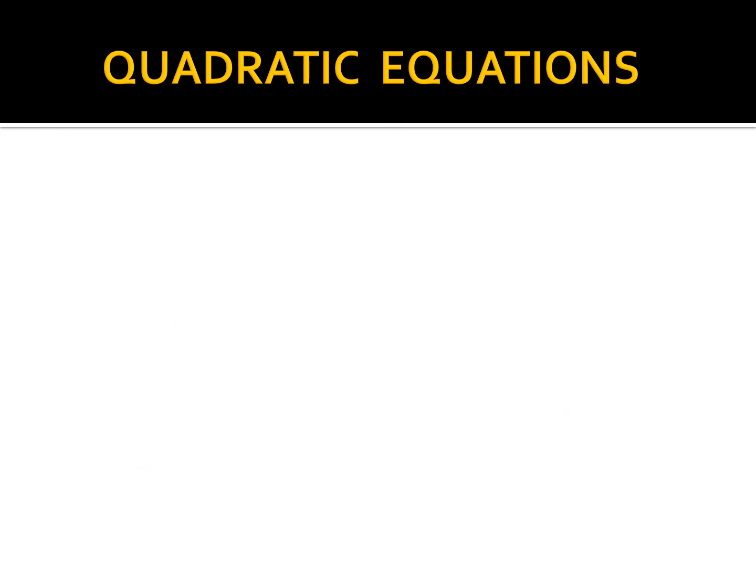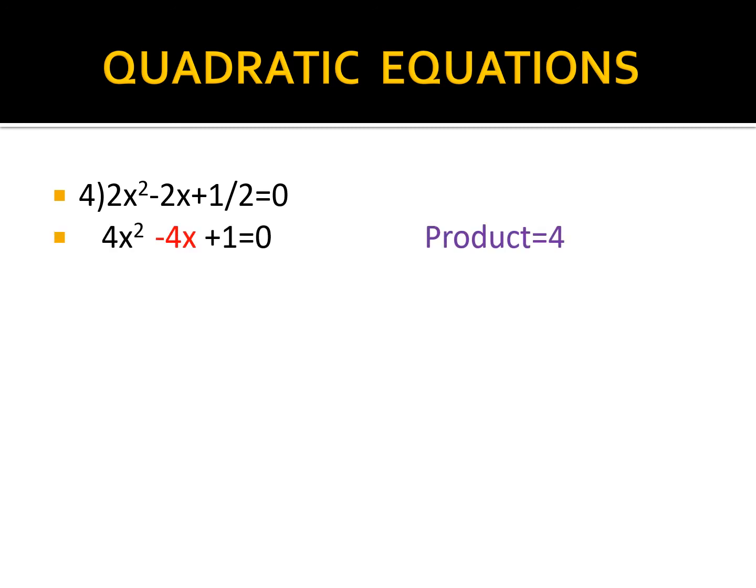We shall take one more example. 2x square minus 2x plus half is equal to 0. We simplify this equation by multiplying the entire equation by 2. So 2 into x square gives us 4x square, minus 2x into 2 gives us minus 4x, half into 2 gives us 1.